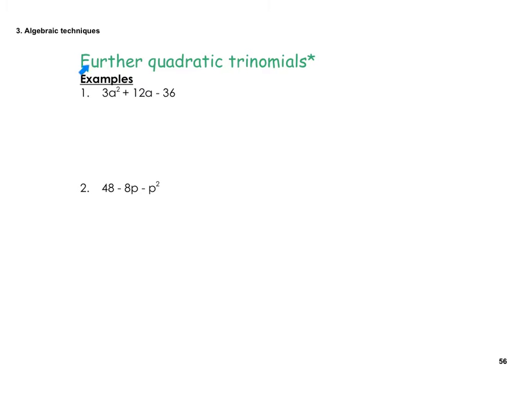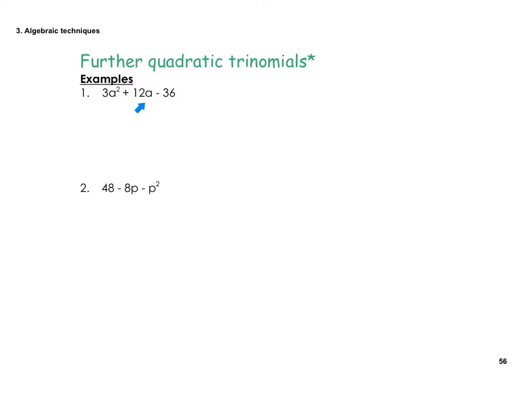Today we're looking at further quadratic trinomials. This is nothing new content-wise, just more types of questions of different types of factorizations. Again, 5.3. Question 1, 3a squared plus 12a minus 36. So just to clarify, these are all still factorizing questions.